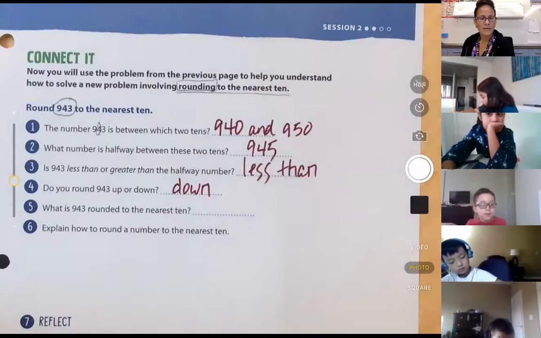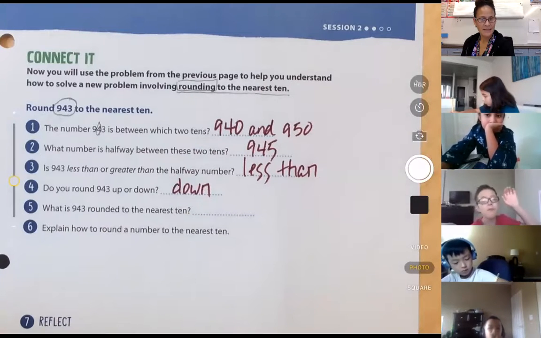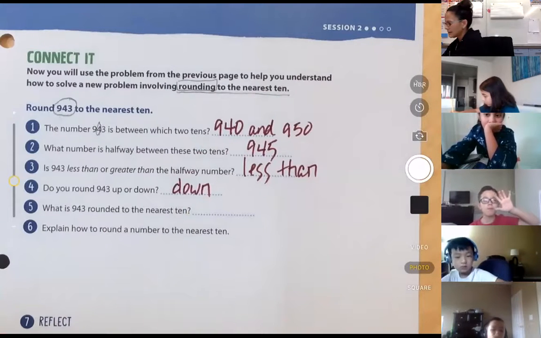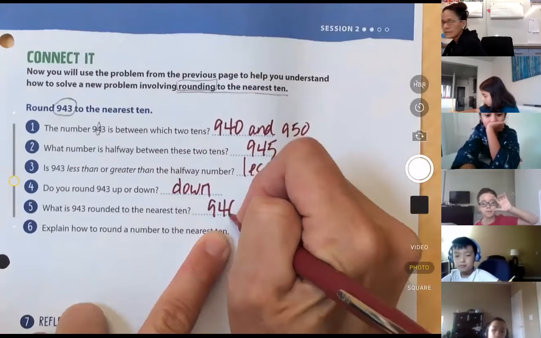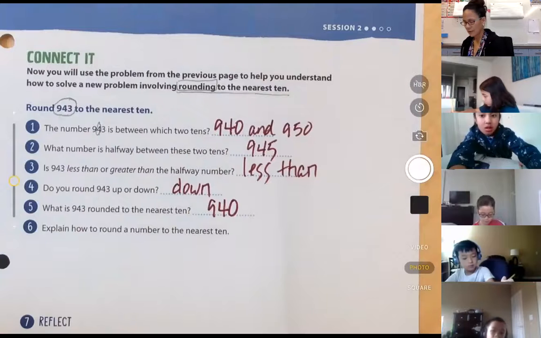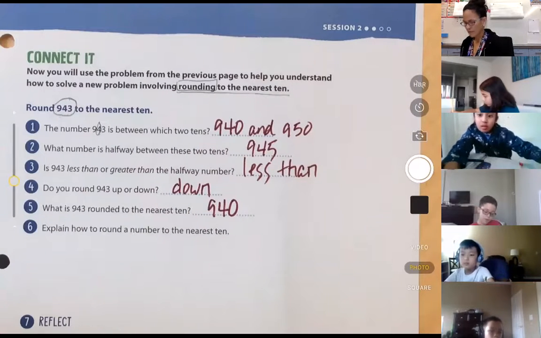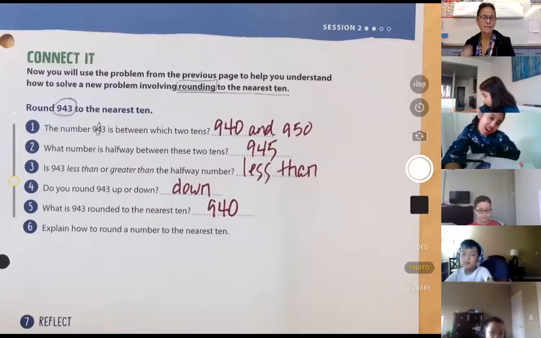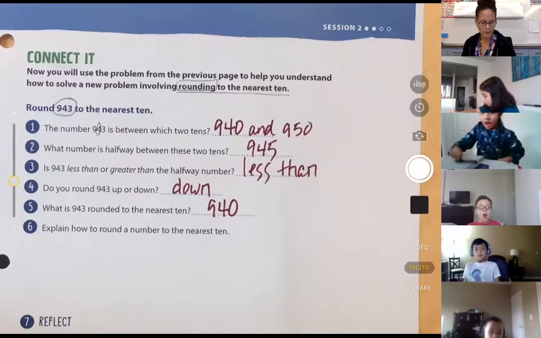So, of course, my last question, what is 943 rounded to the nearest 10? Since we're rounding down, it is 940. I'm going to give you just a second to make sure you have all of that written down, and then we're going to come back together and talk for just a minute before we keep going.